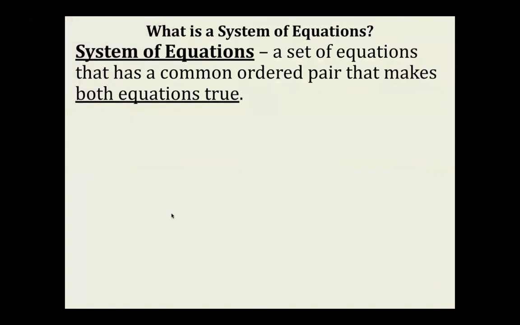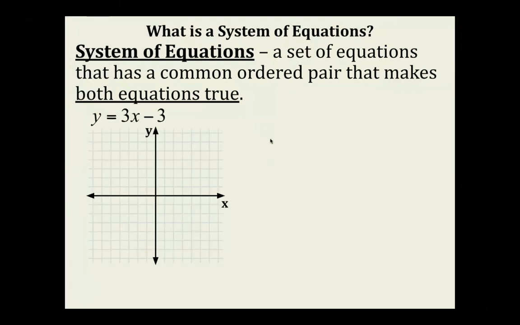Let's take a look at what a system of equations is. A system of equations is just a set of two linear equations that has a common ordered pair that makes both equations true. Now I'll give you an example to illustrate what this means. Let's say we have this linear equation, y equals 3x minus 3. You can graph this on a coordinate plane, and let's say, for example, that I choose the point 2, 3 that lies on our line.